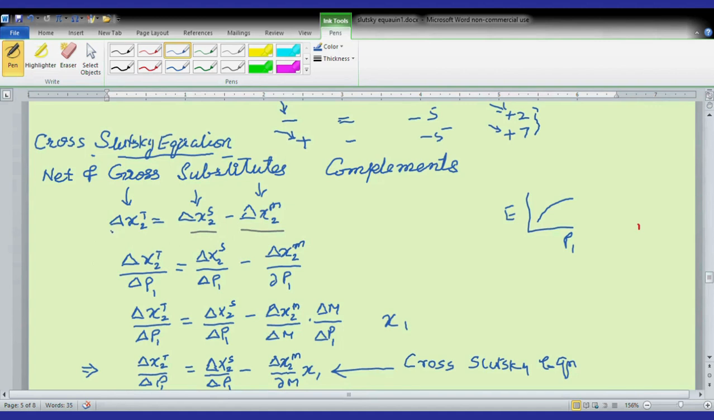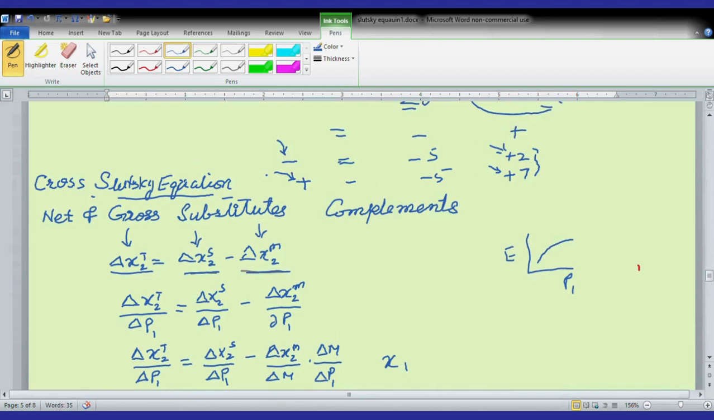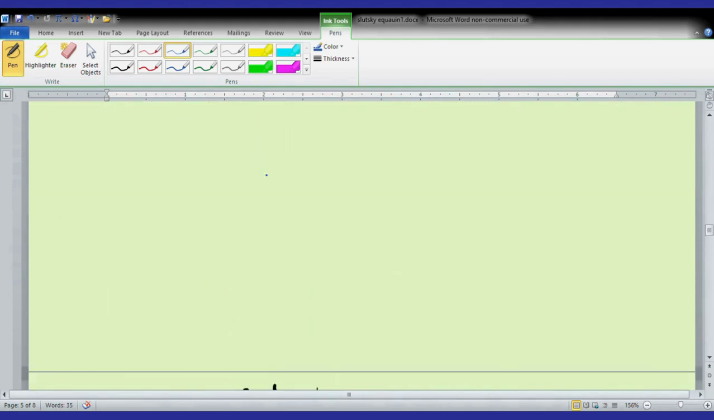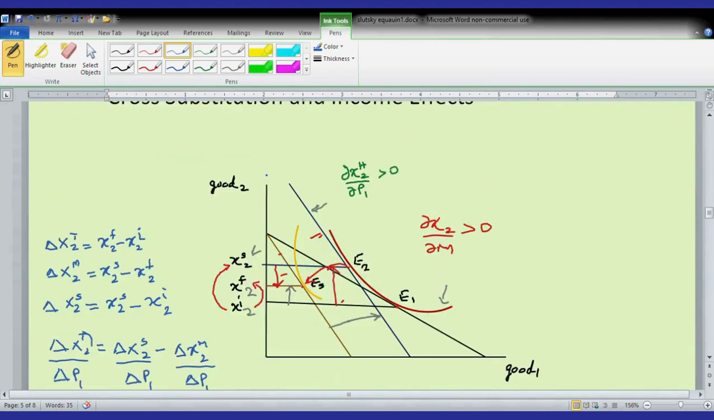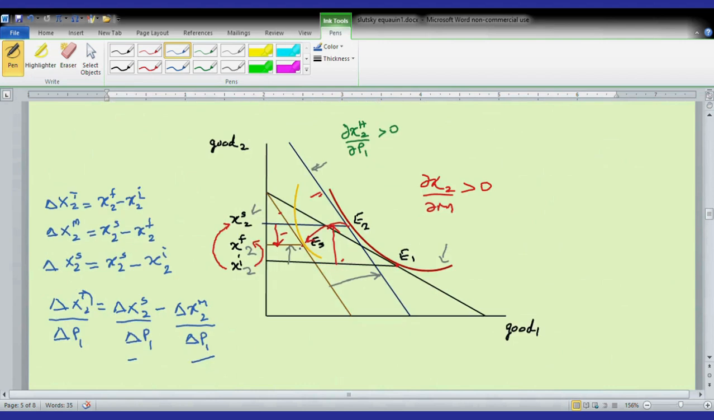So the total change in consumption of good 2 when the price of good 1 changes is equal to the change in consumption of good 2 due to the substitution effect, and from that we subtract the change in consumption of good 2 due to the income effect. That is something that we noticed earlier when we were looking into the cross substitution effect.